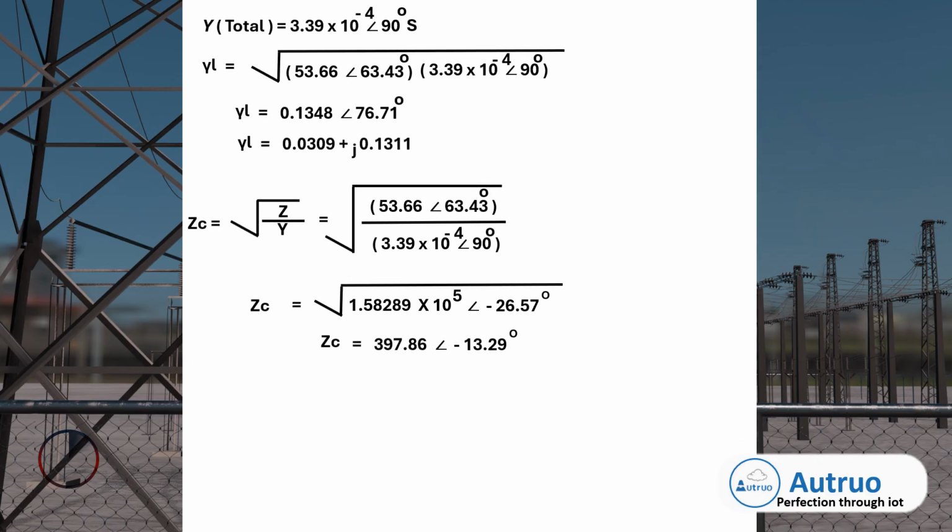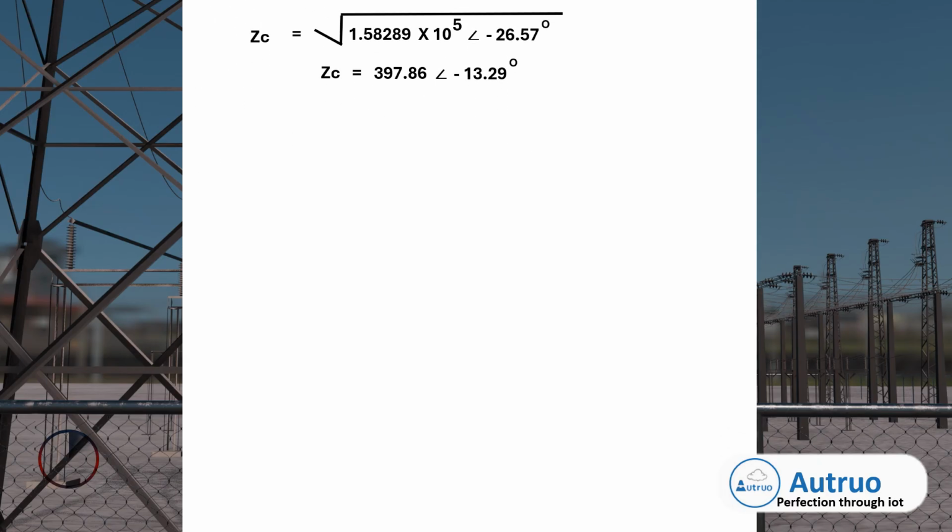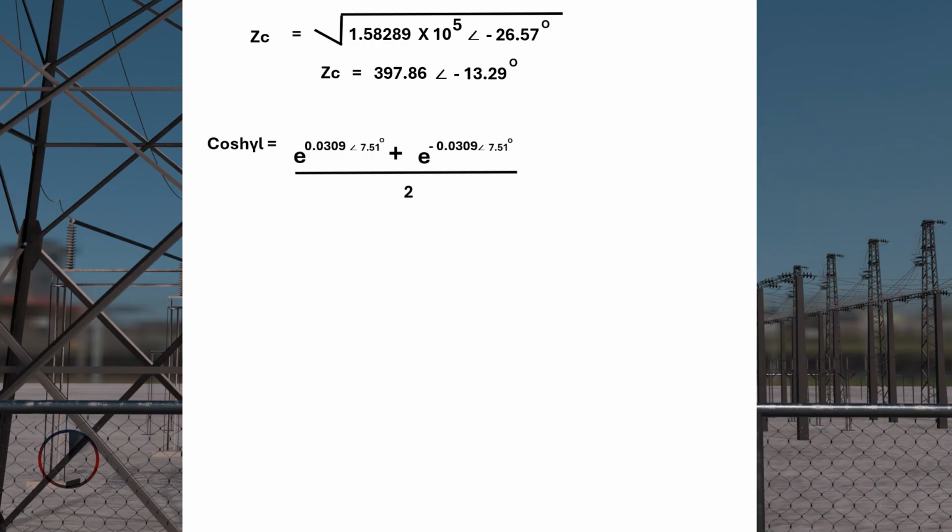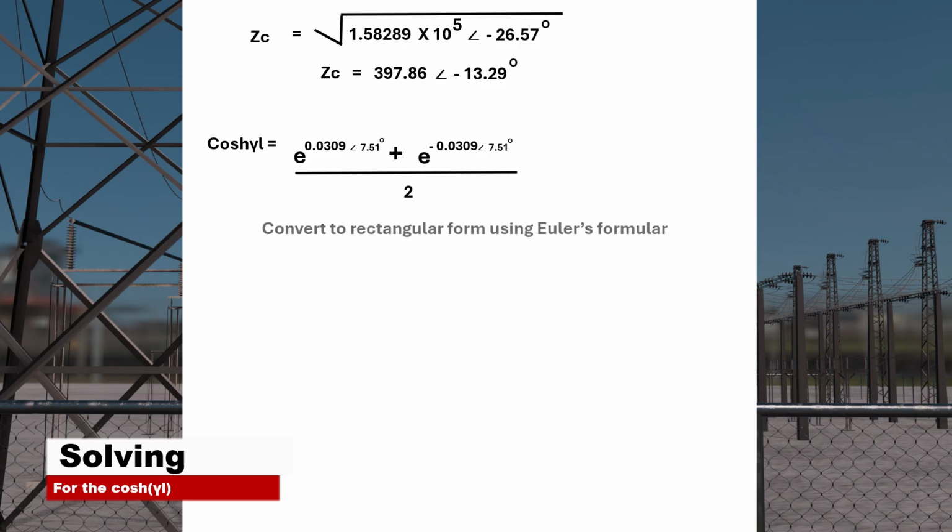So using the exponential formulation, cosh gamma L is equal to e raised to power 0.0309 at an angle of 7.51 degrees, plus e raised to power minus 0.0309 at an angle of 7.51 degrees, all divided by 2. To convert this to rectangular form using Euler's formula, we need to recall that e raised to power alpha at angle theta is equal to e raised to power alpha times cos theta plus j sine theta.